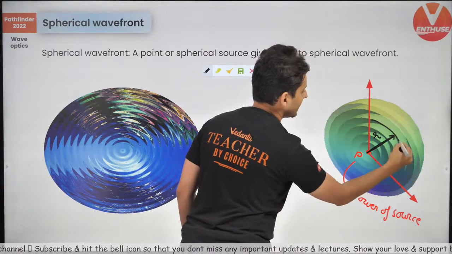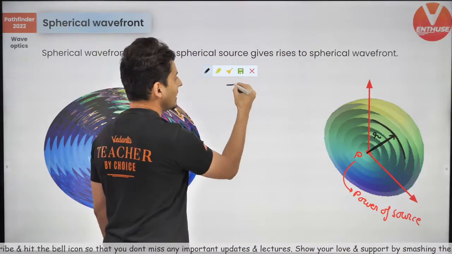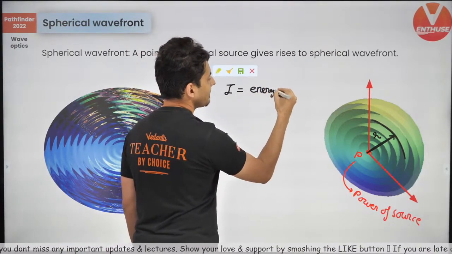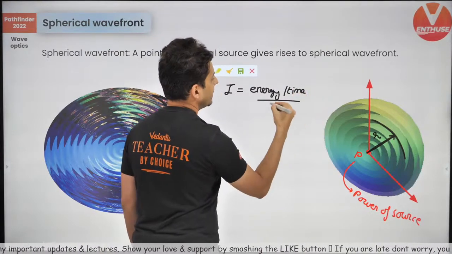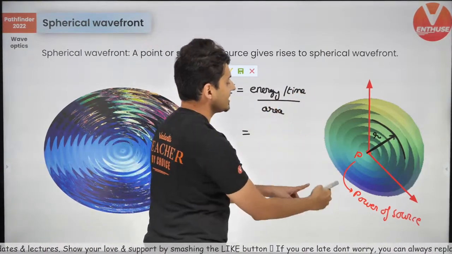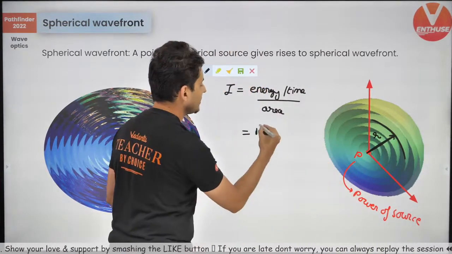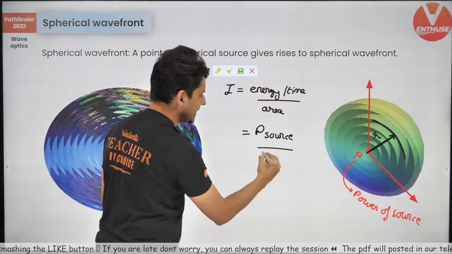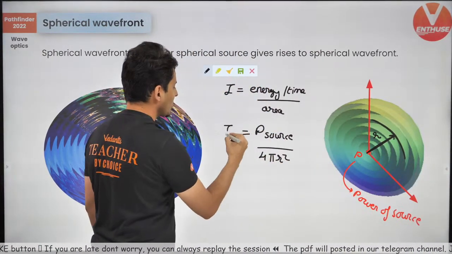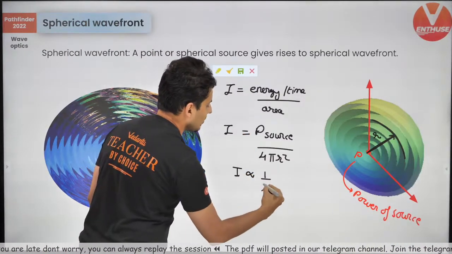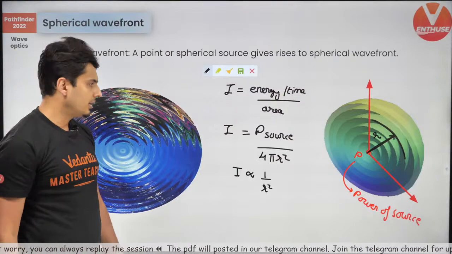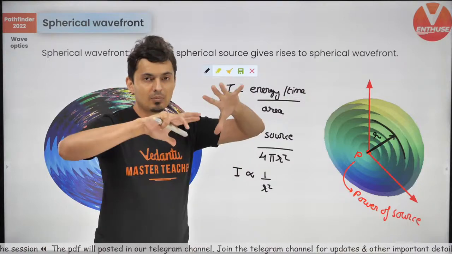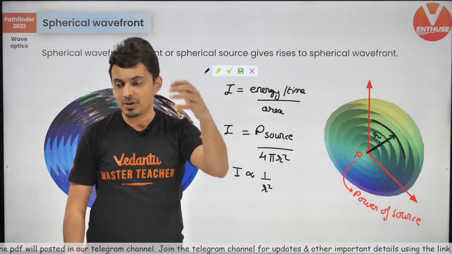Then for this particular shell whose radius is R, the intensity, which is nothing but energy per unit time per unit area. This energy which is coming per unit time is nothing but the power of the source. So this is nothing but the power of the source upon the area. That area will be nothing but 4 pi r square. So you can see that the intensity is inversely proportional to r square. Is that clear? So 4 pi r square is the surface area of that shell. So that energy per unit time is now spread across that spherical area.